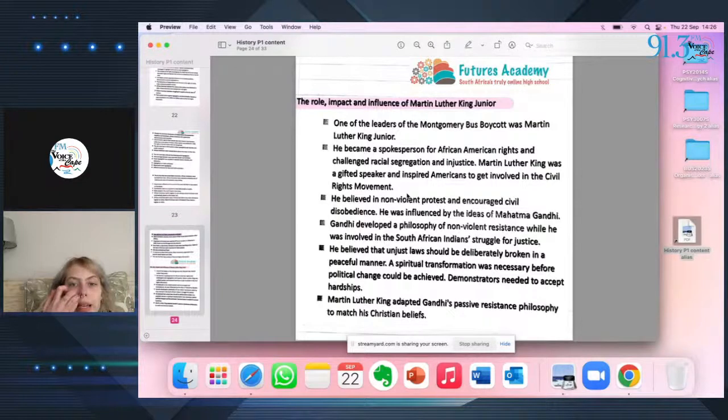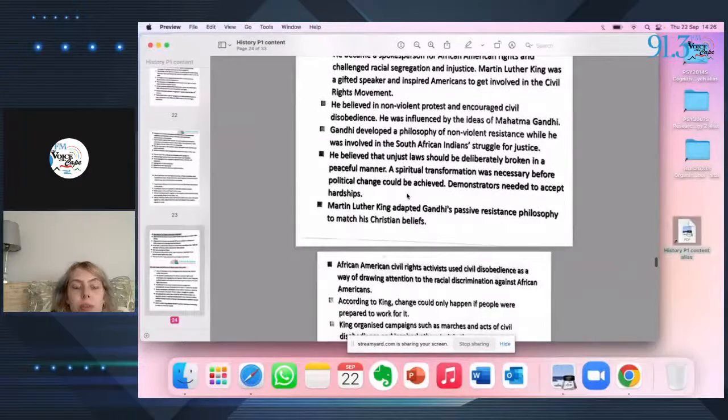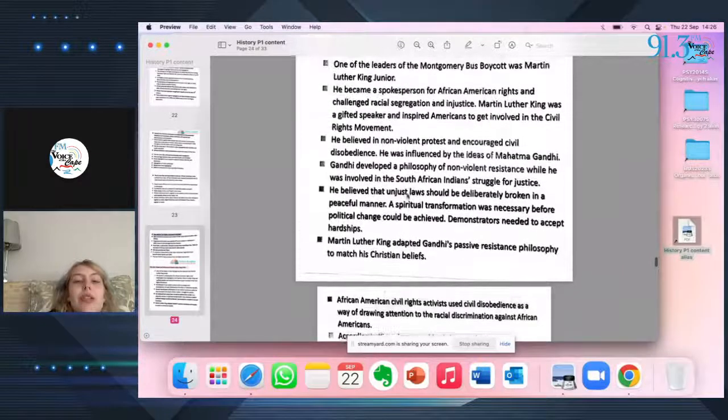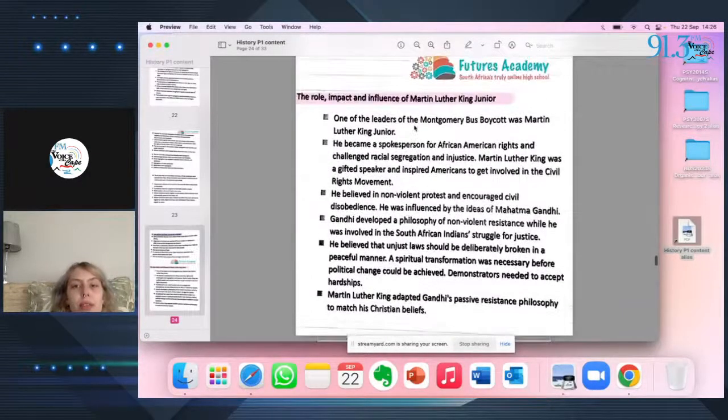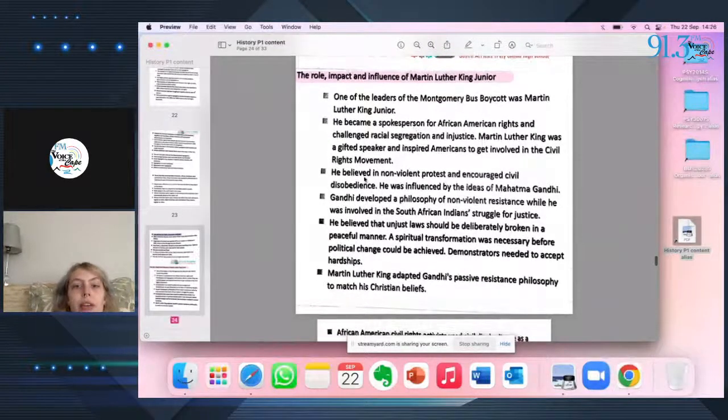Okay, so one of the leaders of the Montgomery Bus Boycott was Martin Luther King Jr. He became a spokesperson for African American rights and challenged racial segregation and injustice. Martin Luther King was a gifted speaker and inspired Americans to get involved in the movement. Okay, so the main point that you have to know about the difference between the leaders is that Martin Luther King Jr. believed in non-violent protest and encouraged civil disobedience. He was influenced by the ideas of Mahatma Gandhi.